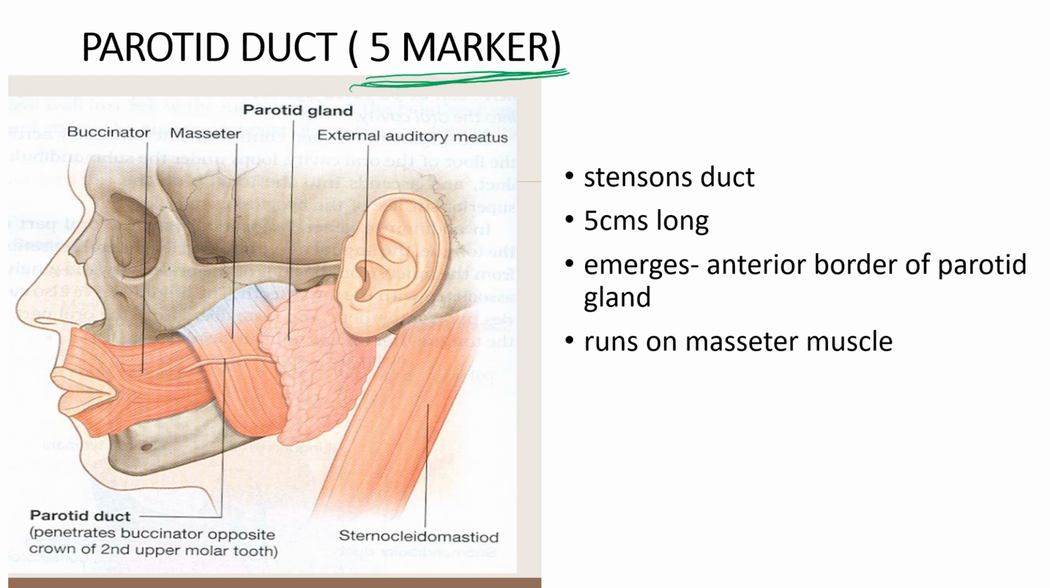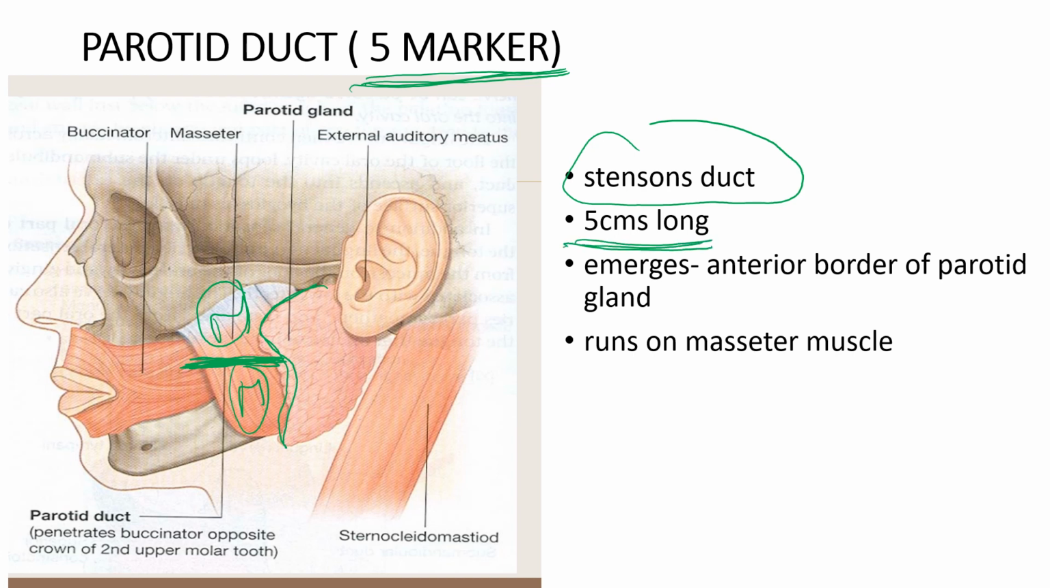Now we will be discussing a very important 5 marker. Now this is the parotid duct. This parotid duct is also known as Stenson's duct. If you can see here, this is the anterior border of the parotid gland. A duct emerging here, that is known as parotid duct. You can appreciate here it is traveling over a muscle, and this muscle is known as masseter muscle. So this duct is around 5 centimeters long, as already discussed.